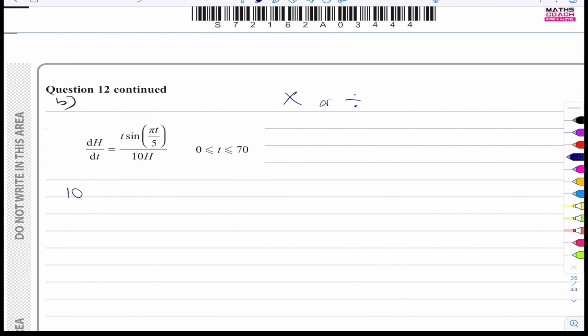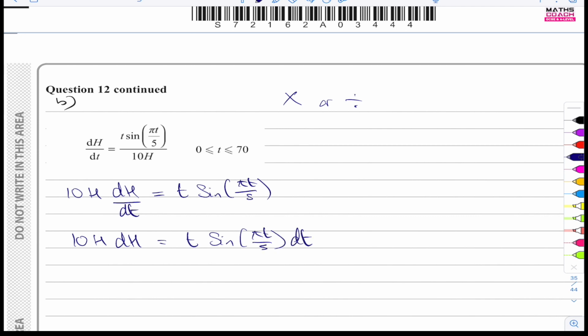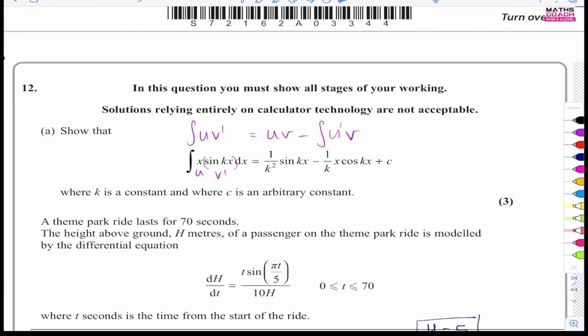So we'll have 10h dh by dt equals t times sine of pi t over 5. And then we need to multiply by dt on the other side. So we have 10h dh equals t sine of pi t over 5 times dt. The variables are now separated, which means we can now put the integration signs in. Now, if we now look at this bit, let me copy and paste the answer from part A, and then we can compare them.